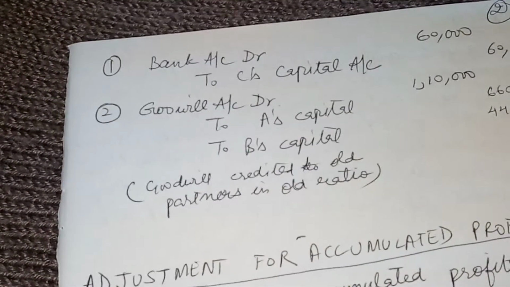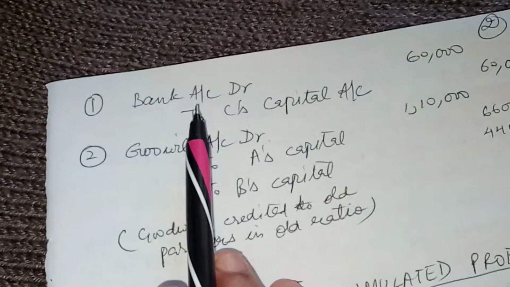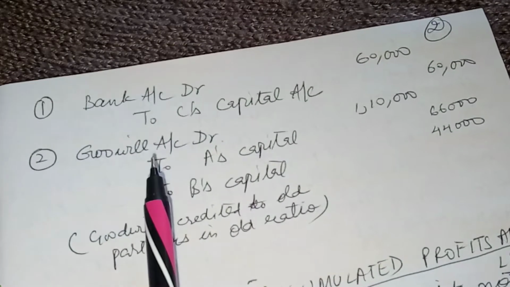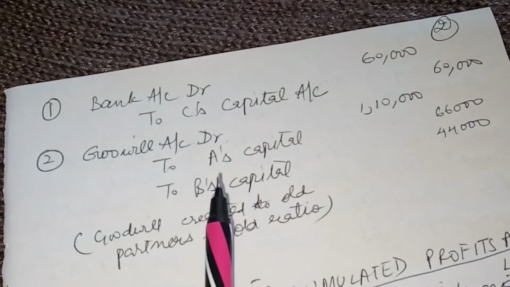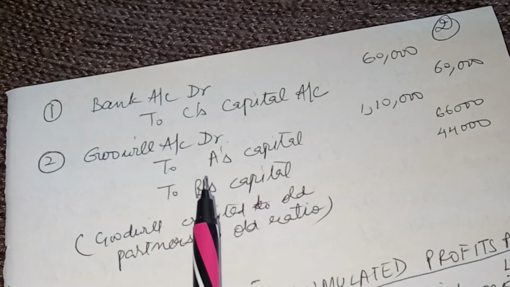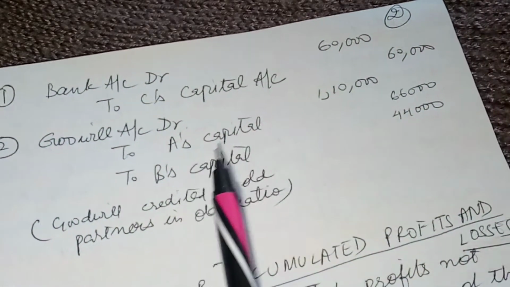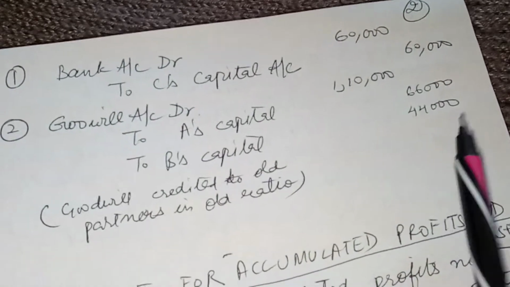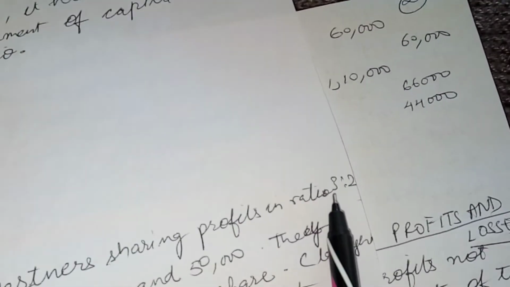Now the entries, yes, the entries will be bank account debit to C's capital 60,000. Now goodwill account debit, it will be raised to the full value and will be credited to the old partners in their old profit sharing ratio. Now goodwill 1,10,000 to A's capital 66,000 to B's capital 44,000 in their old profit sharing ratio, that is 3:2.